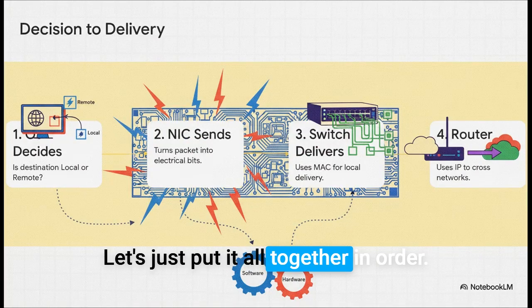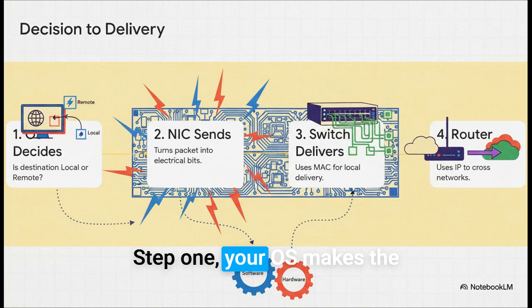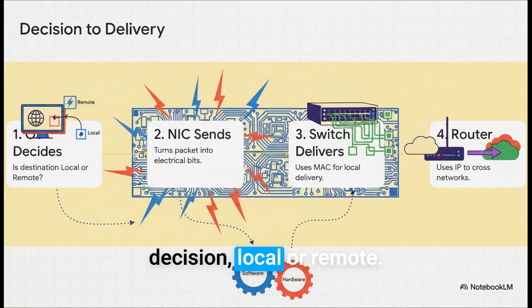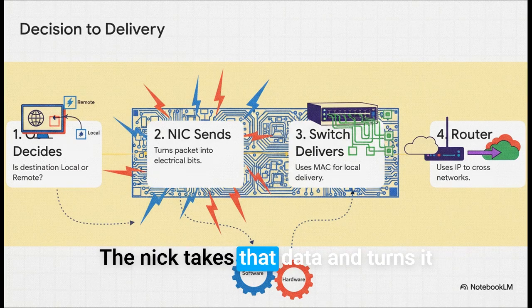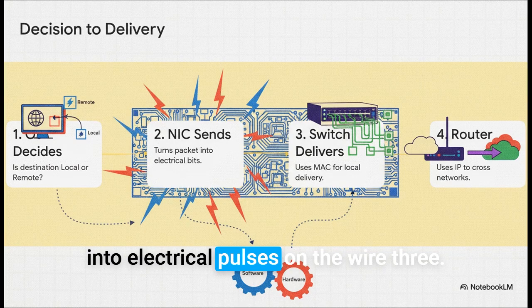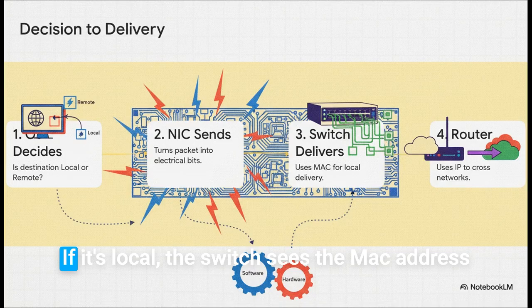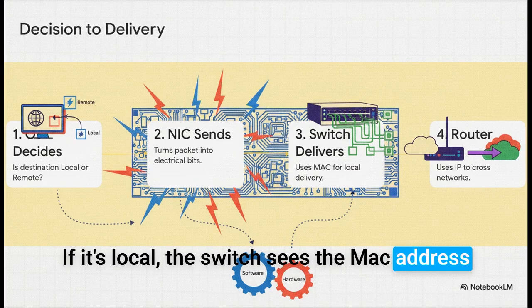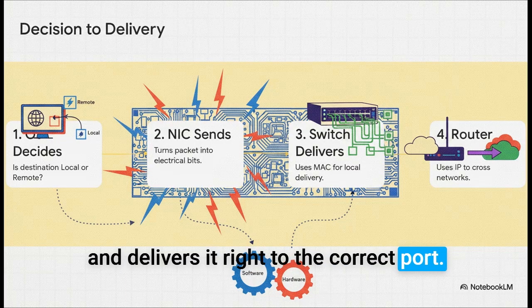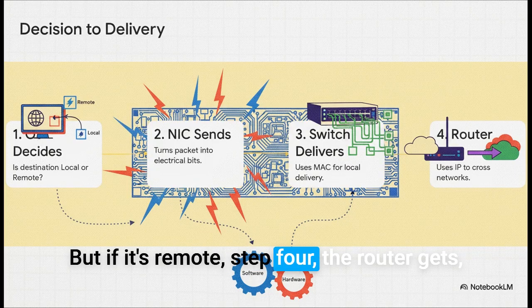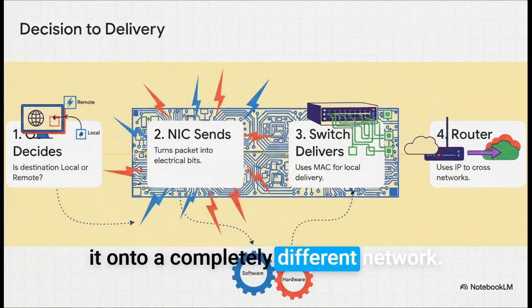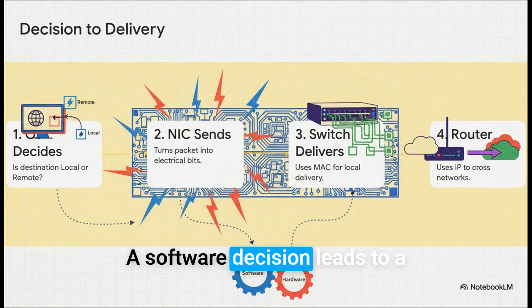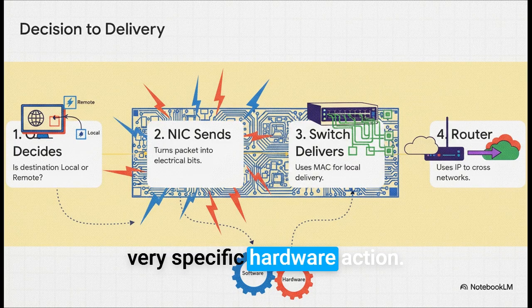Let's just put it all together in order. Step 1. Your OS makes the decision, local or remote. Step 2. Your network card, the NIC, takes that data and turns it into electrical pulses on the wire. Step 3. If it's local, the switch sees the MAC address and delivers it right to the correct port. But if it's remote, Step 4, the router gets it, looks at the IP address, and forwards it on to a completely different network. A software decision leads to a very specific hardware action.